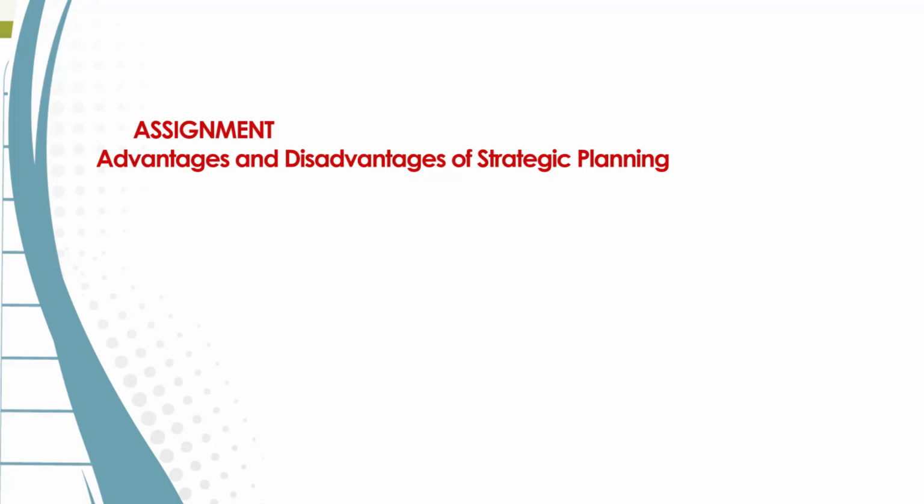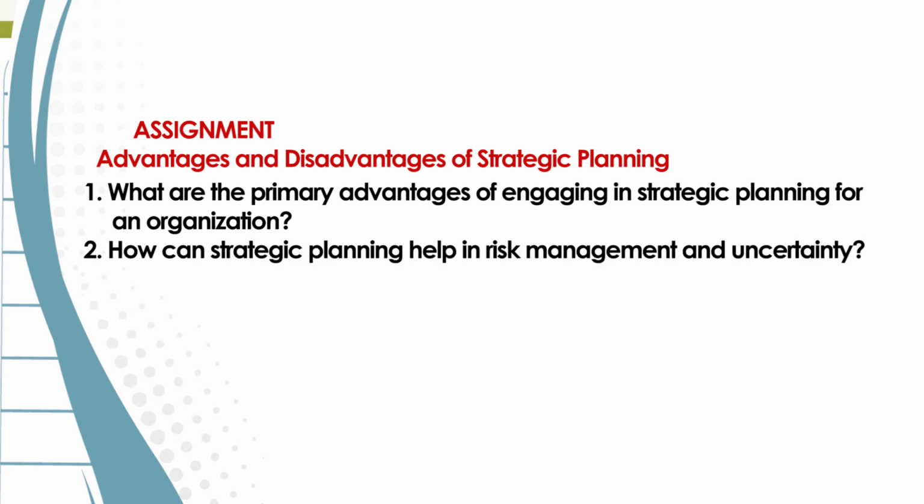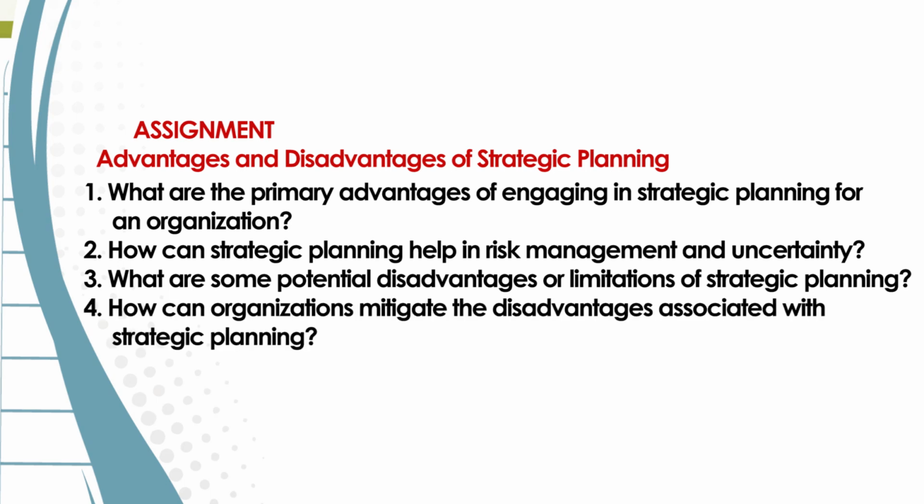Assignment. 1. What are the primary advantages of engaging in strategic planning for an organization? 2. How can strategic planning help in risk management and uncertainty? 3. What are some potential disadvantages or limitations of strategic planning? 4. How can organizations mitigate the disadvantages associated with strategic planning?